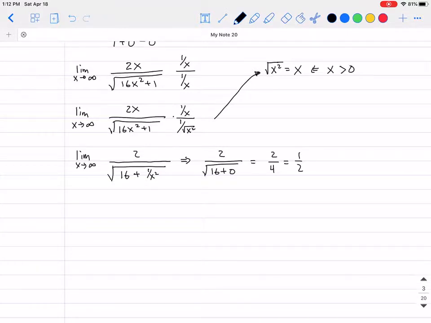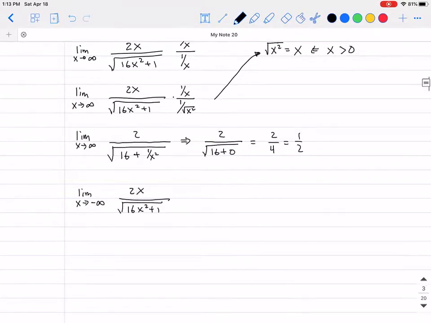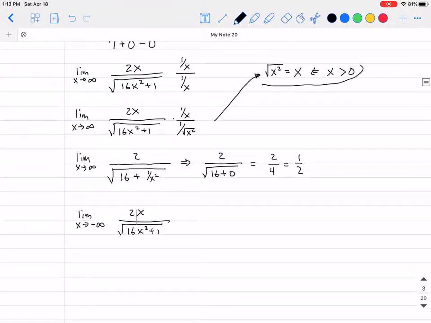Okay. Now, the one part that you might or might not consider is this right here. Take the same problem, but this time I'm going to apply it to negative infinity. So 2x divided by the square root of 16x squared plus 1, but as x approaches negative infinity. Yes, this expression right here is true so long as x is greater than 0. But if x is less than 0, because x is approaching negative infinity, the values of x that you're plugging in have to be negative. Well, for our equation, we have to change that a little bit.